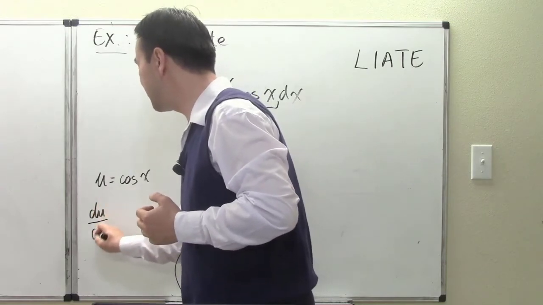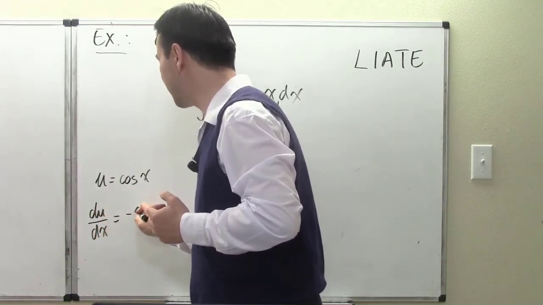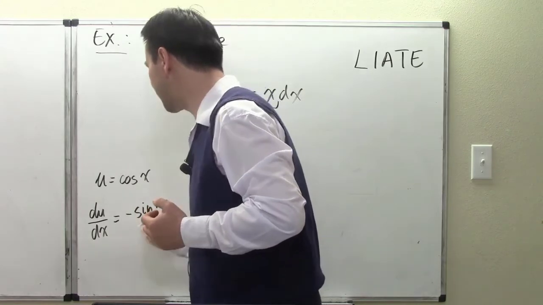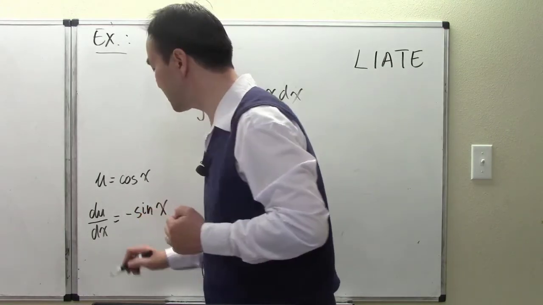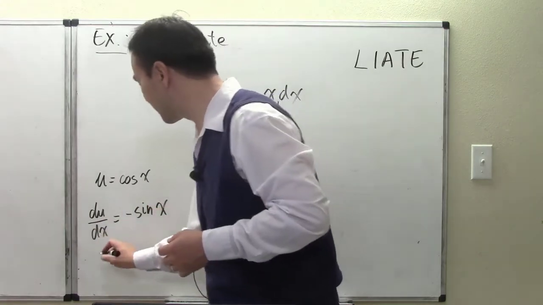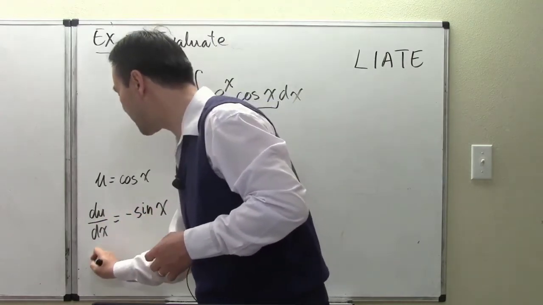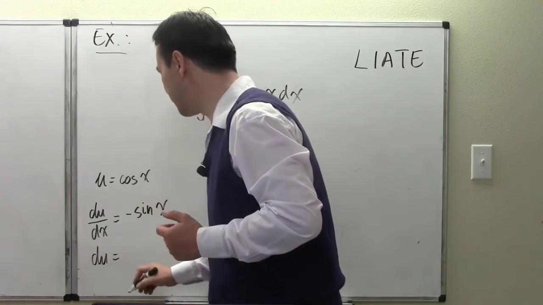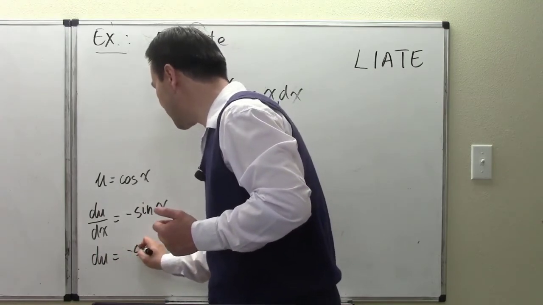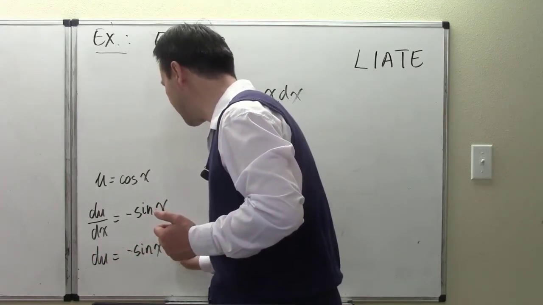That means du dx equals negative sine of x. We have seen this many times in my general video lecture about integration by parts. We can multiply the differential dx on both sides, which produces du equals minus sine of x dx.